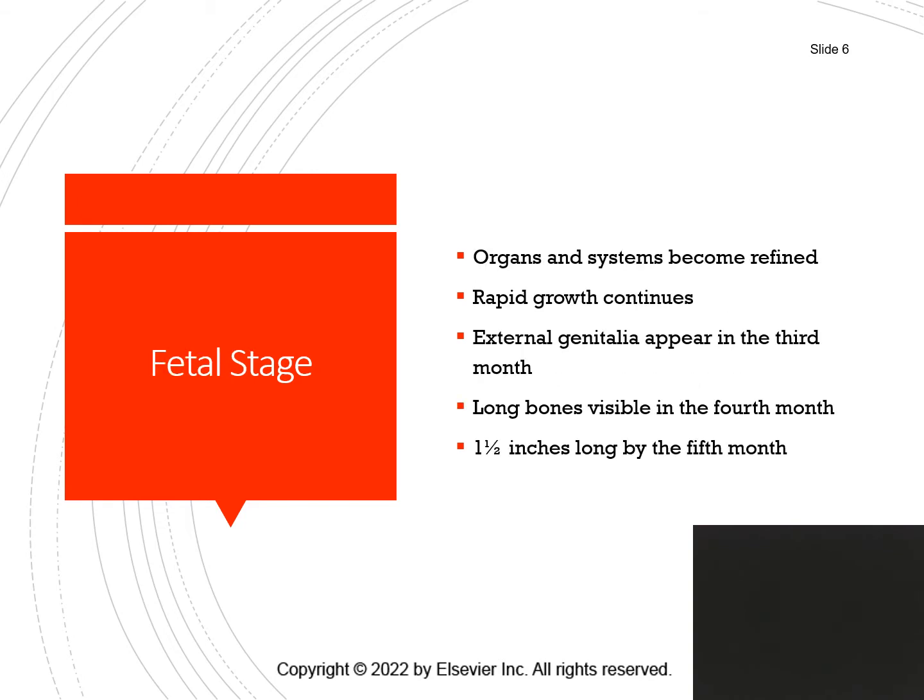In the fetal stage of prenatal development, organs and systems become refined and begin to function. Rapid growth will continue, and this stage will last until birth. The remaining months are the maturation time for all the remaining systems.